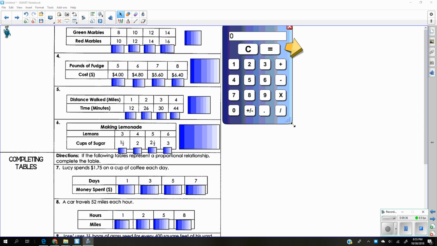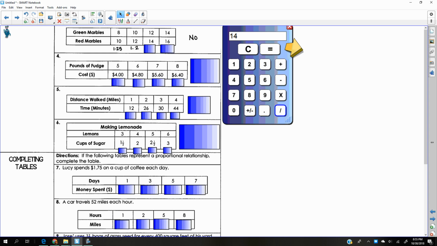Okay, so here we have green marbles and red marbles. All right, so you would take 10 divided by 8, and we get 1.25. All right, so there's the rate. We have green marbles, 10 green marbles to 12 red marbles. All right, so is the rate going to stay the same? 12 divided by 10, and we get 1.2. So we can tell already that the answer is going to be no. But we can go ahead and finish it.